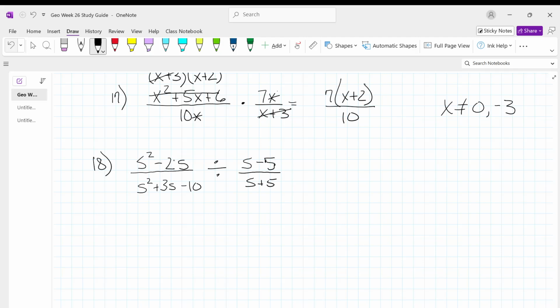All right, so I'm going to factor here first. This s squared minus 2s, we can factor out an s, and then we've got s minus 2 in parentheses. In the denominator, this factors to s plus 5 times s minus 2. So our exclusions right now, s cannot be equal to negative 5 or positive 2.